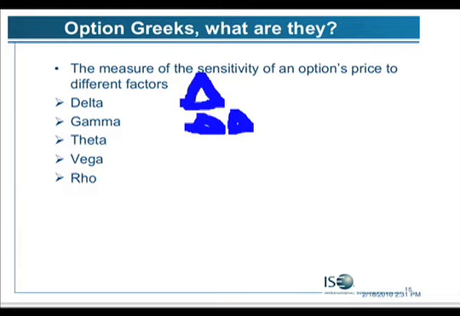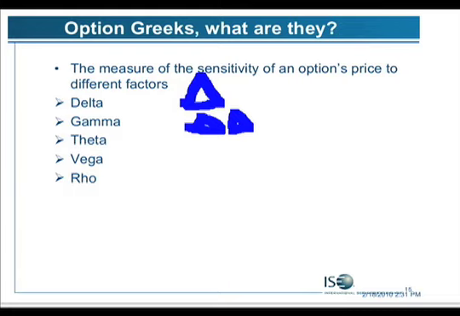Theta is going to measure how much my options should decay per day. Right? Maybe I buy a 9 or 10-month option. Maybe I buy a 9 or 10-day option. The 9 or 10-day option is going to have greater decay per day.